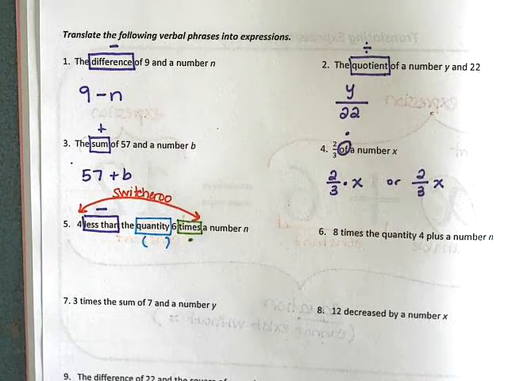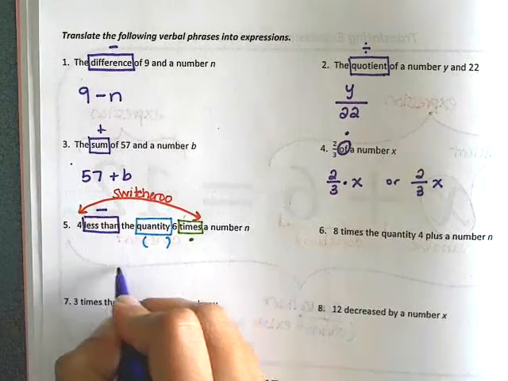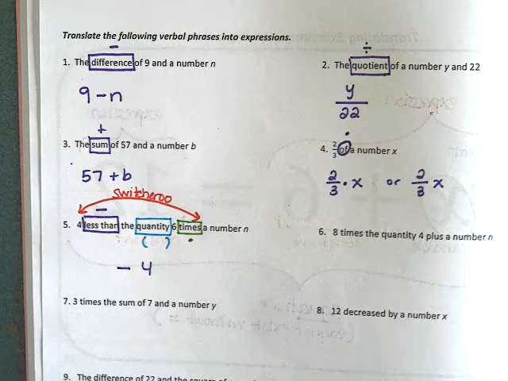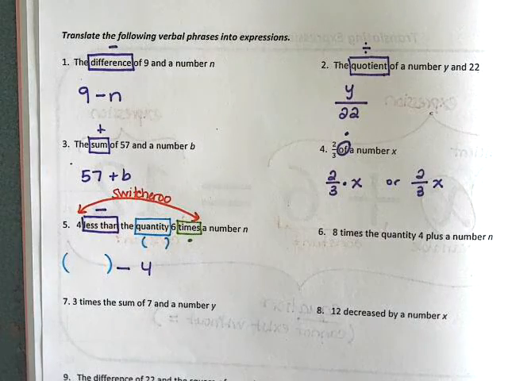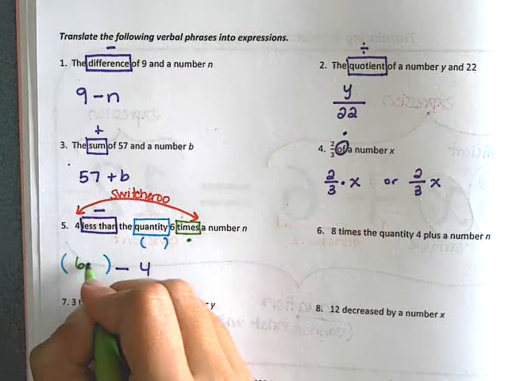So let's put it all together. 4 less than, put a minus, the 4 goes at the end. The quantity, put a parentheses around this stuff. 6 times a number n, 6 times n.